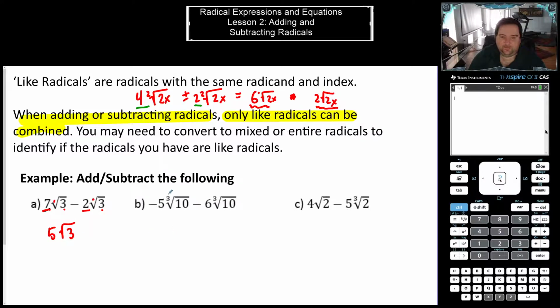Very easy. Do they have the same index? Yes. Same radicand? Yes. So we can combine them. What's negative 5 minus 6? Negative 11. And the rest of this stays the same, cube root 10. Good. Do they have the same index? No. This has an index of 2, and this one has an index of 3. So it's not possible. We cannot combine these because they do not have the same index.